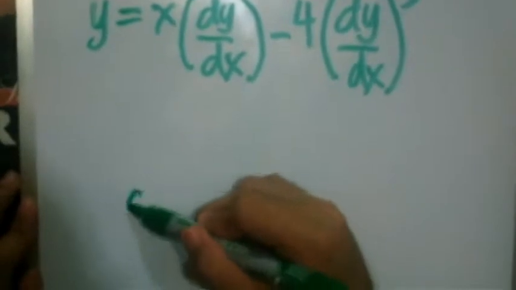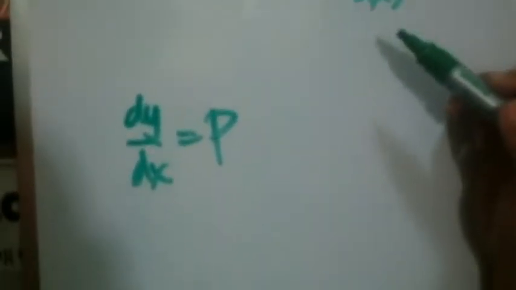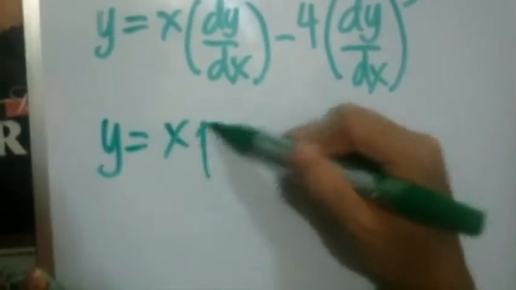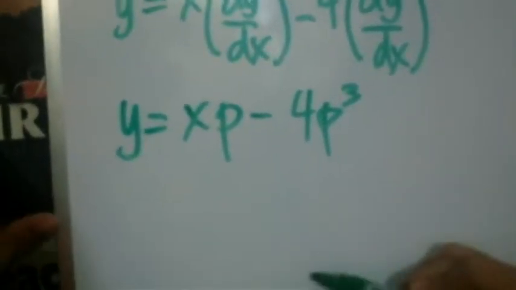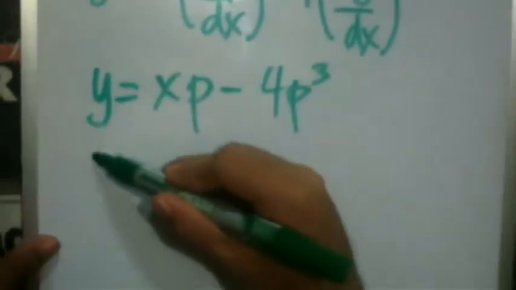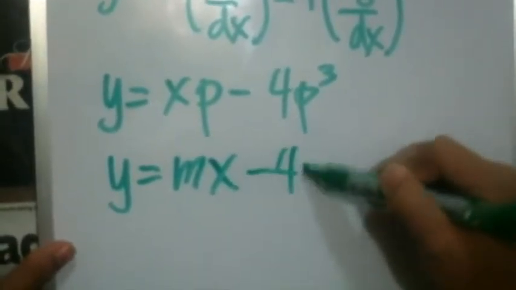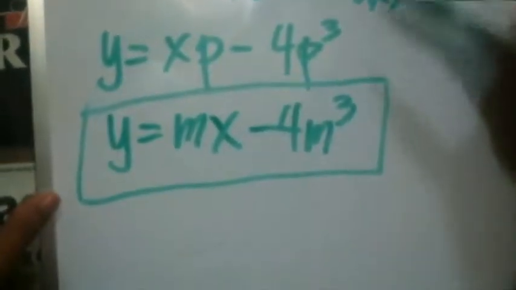Let dy over dx equal p. So we have y equals xp minus 4p cubed. And in our Clairaut solution, we can let p equal m, or you can also use c. So we have y equals mx minus 4m cubed. So this is our general solution for the equation y equals xy prime minus 4y prime cubed.